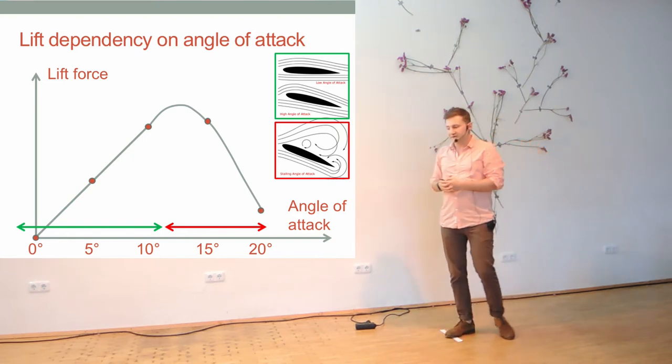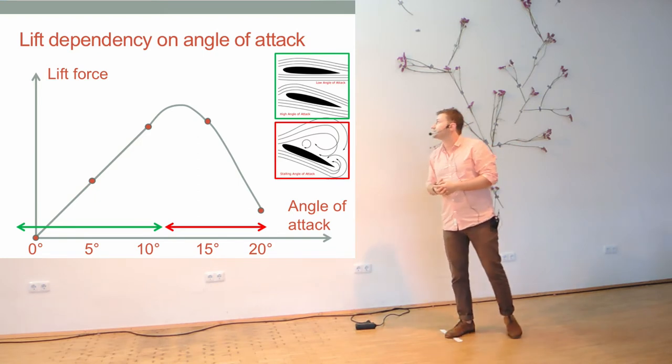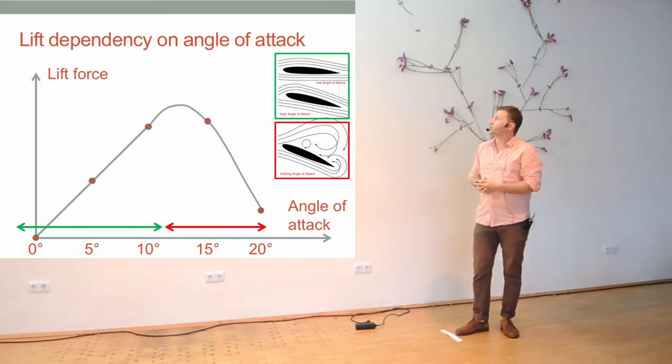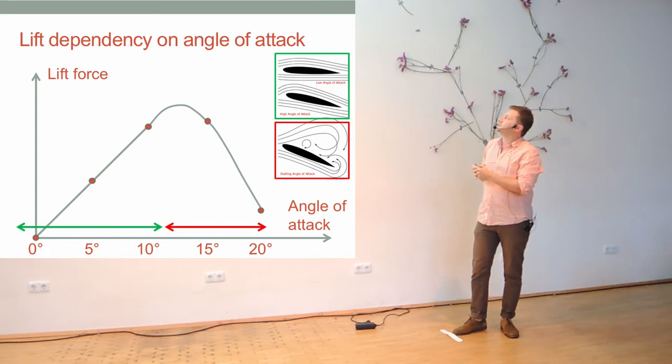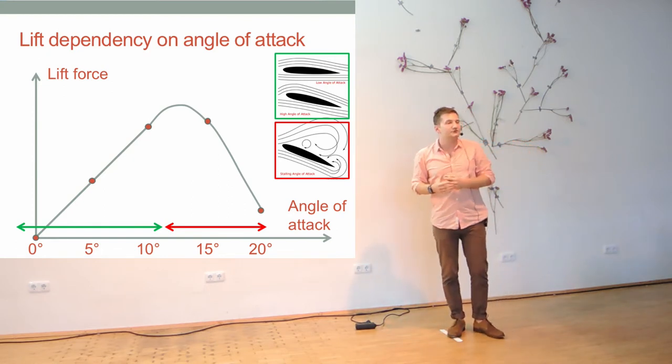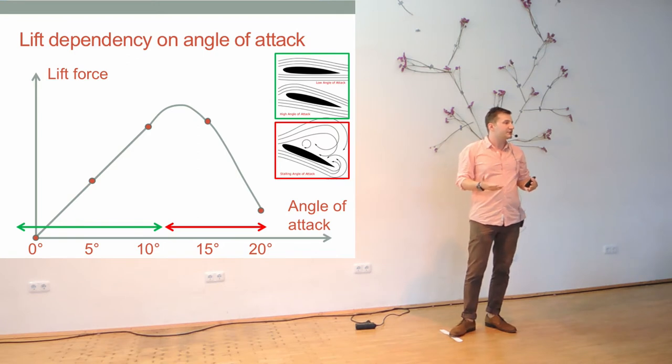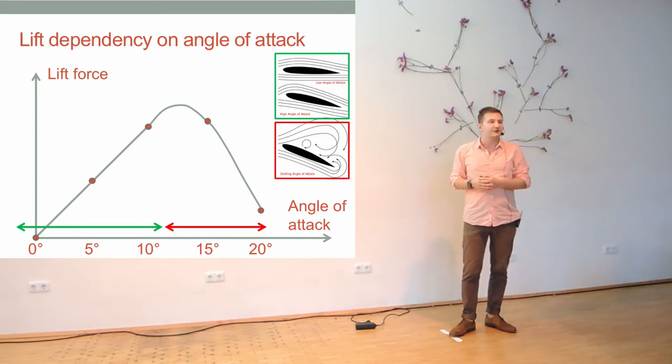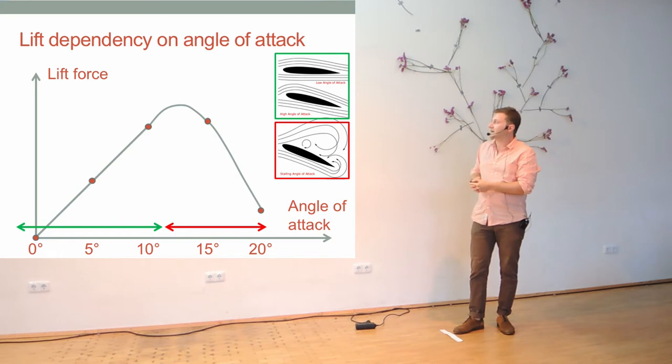Now we are designing some aircraft. So what we are interested in is this region, this green region, where the lift is linear. So we are trying to use the airplane with such flow around the airfoil. And this region is pretty dangerous for civil aircraft, but this region can be used by military aircraft, for example. Fighter jets are flying also at higher angles of attack, like here.